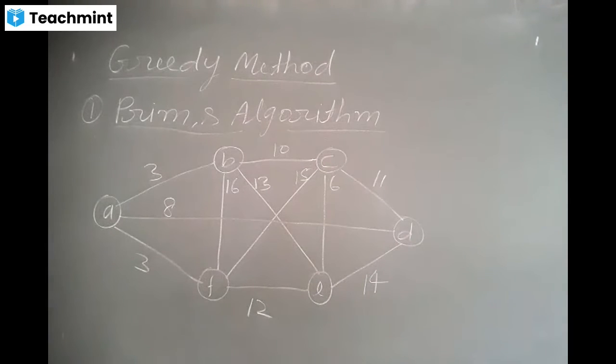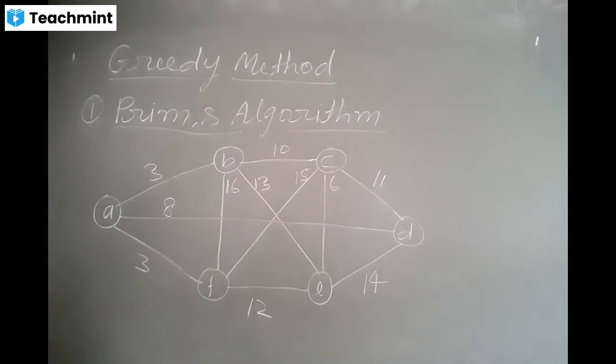So how to apply Prim's algorithm here to find the minimal spanning tree? In the first step, we select the minimum edge. There are two edges here, A to B and A to F.